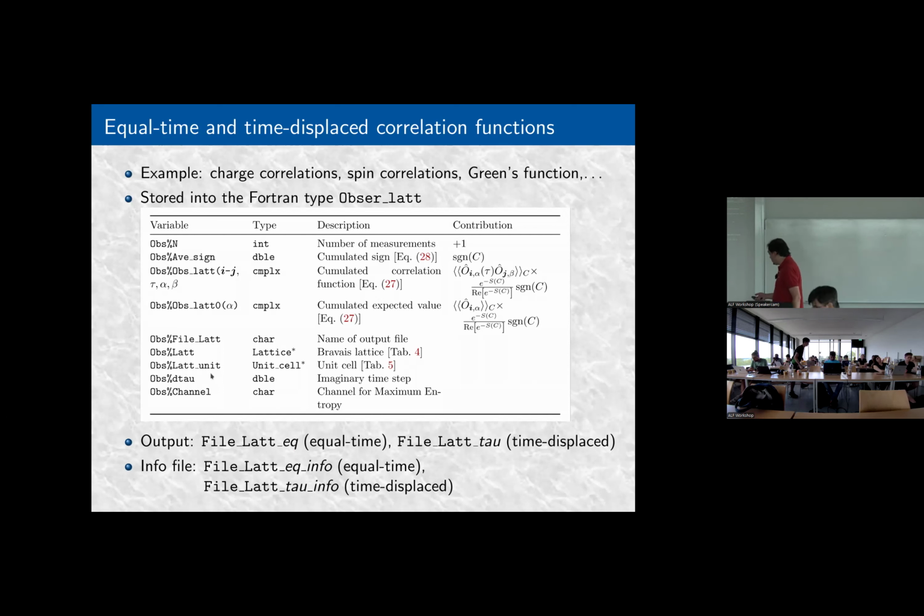And again, we have a convention for the output file. The underscore ec means the equal time correlations, underscore tau, the time-displaced correlations. And again, the info file contains some extra information on the correlations. Now, this is the general structure where this is stored.